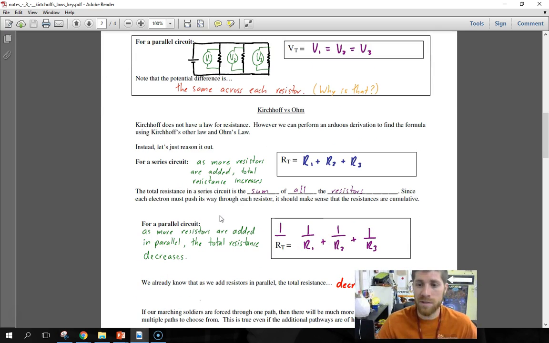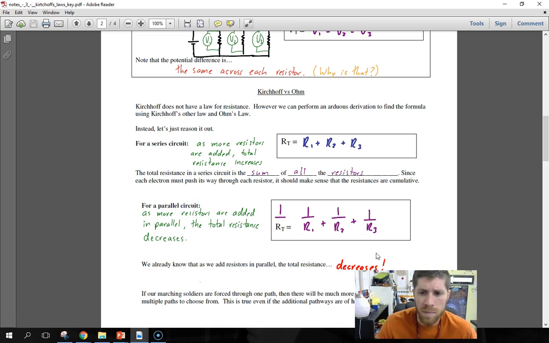In the same way, it's easier if you're trying to evacuate a large group of people to have lots of different ways to move or ways to walk. And so if I add in all these different pathways, instead of adding up the resistors, I add up the reciprocal of the resistors. So 1 over the total resistance would be equal to 1 over R1 plus 1 over R2 plus 1 over R3.